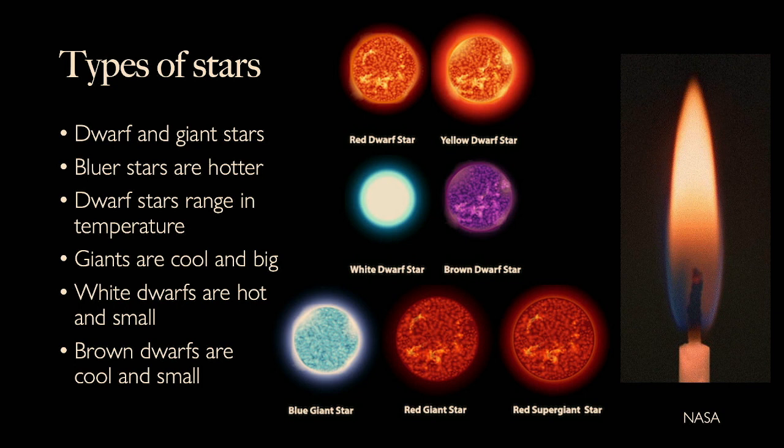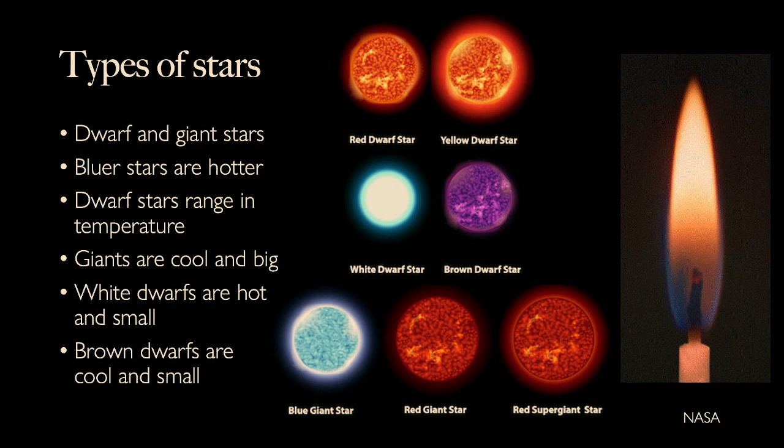You can think of a candle flame: the hottest part of the flame is the place right next to ignition. It's a blue color. When you get to the edges, things have cooled off a little bit. It's a redder color. Same thing applies to stars. But we also see a wide range in temperature of dwarf stars. They go all the way from very red to very blue stars.